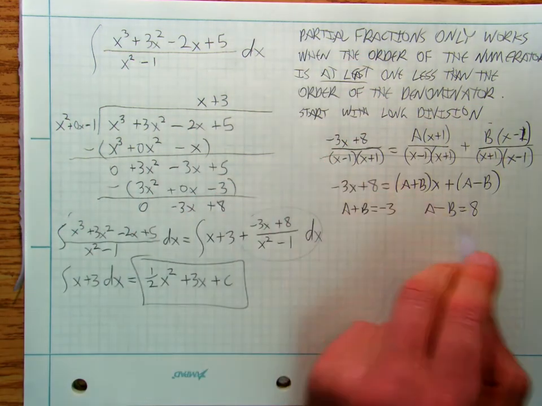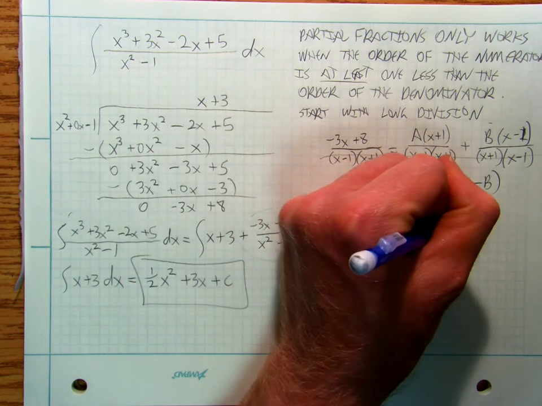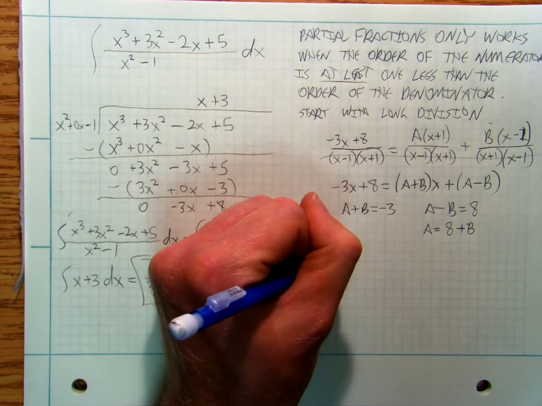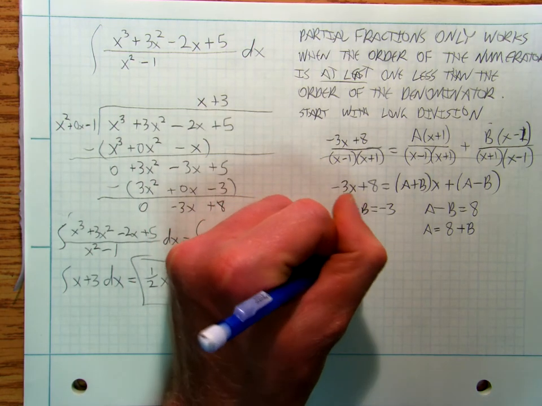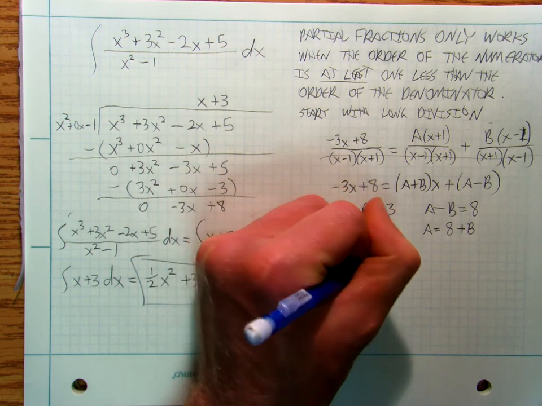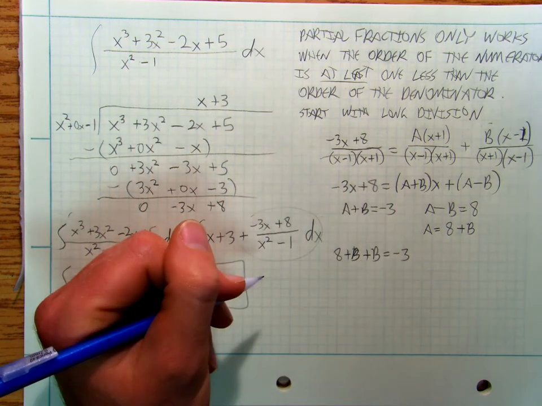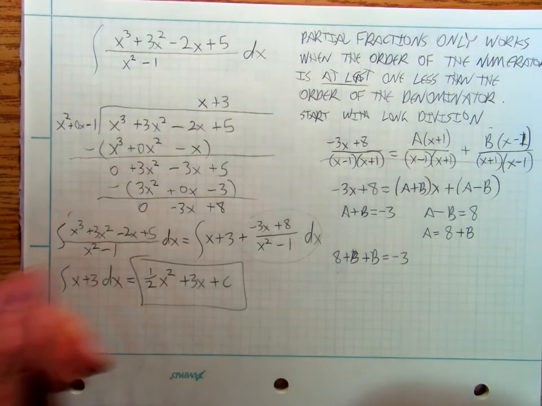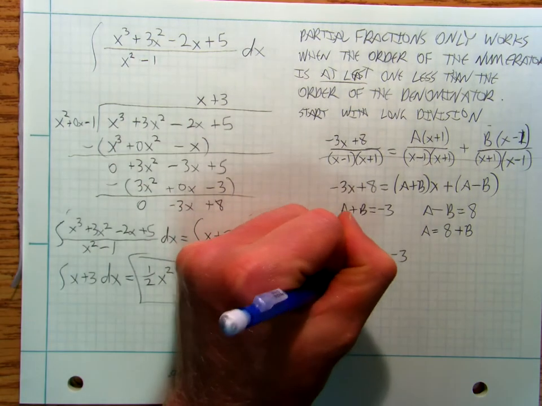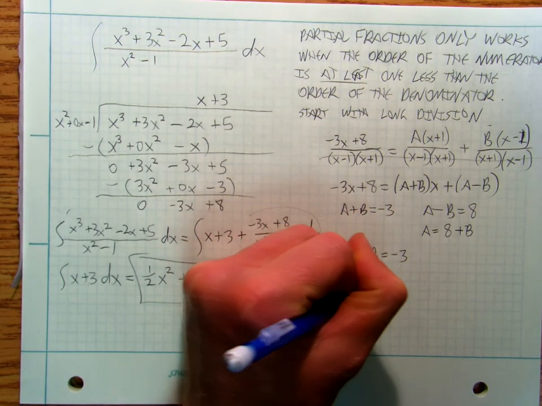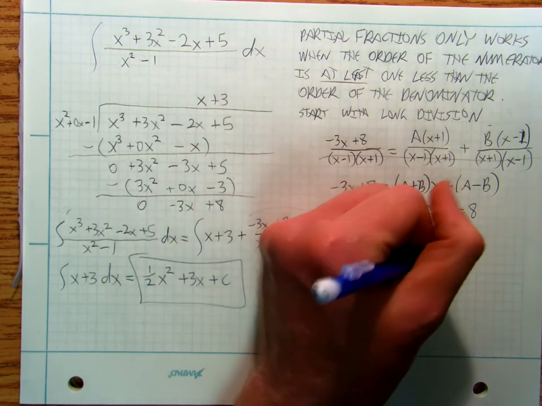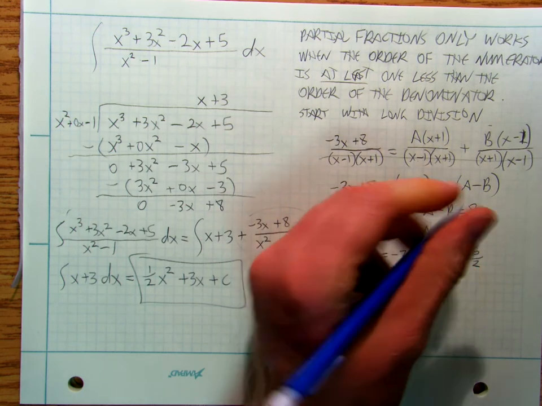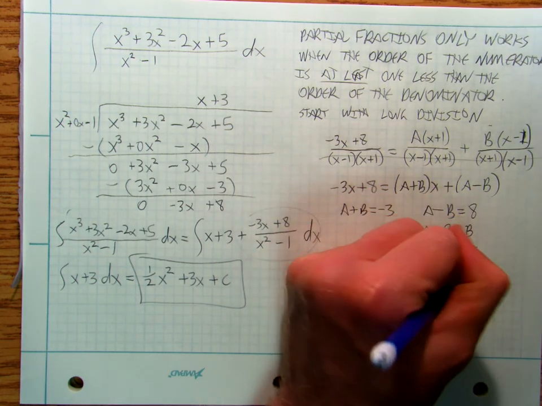So I've got A plus B is equal to negative 3, and A minus B is equal to 8. That gives me, let's just do this one, A equals 8 plus B. And so then I've got 8 plus B, and again, equals negative 3. So let's just crank it around. I've got 2B equals 5, B equals 5 halves, A equals 8 plus 5 halves, so A equals 21 halves.